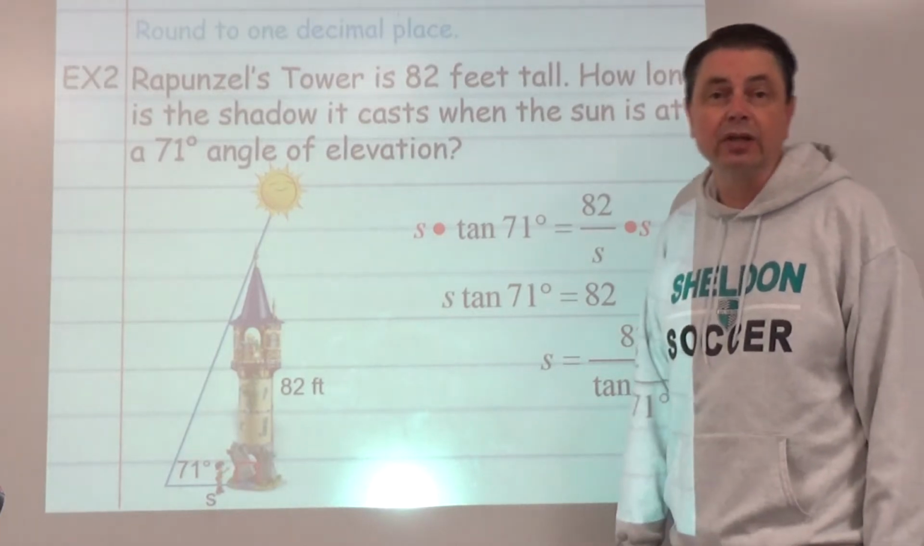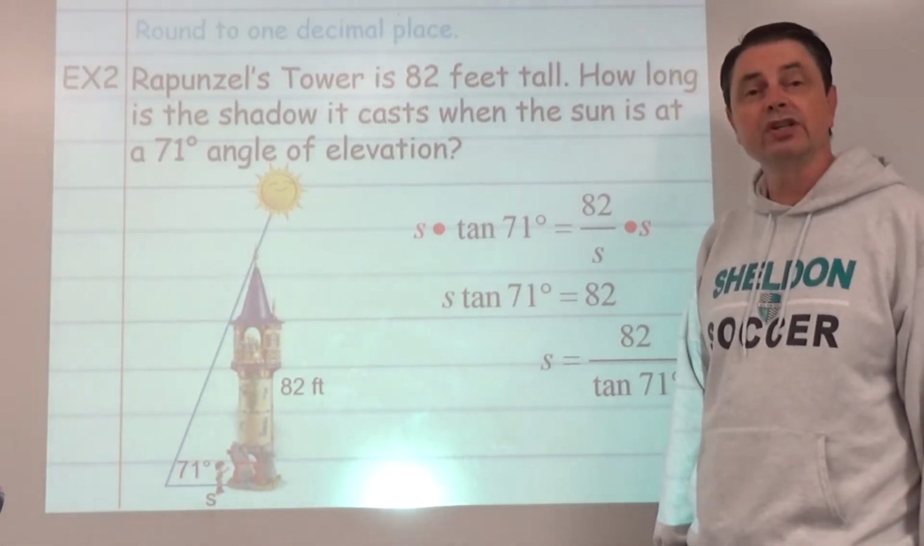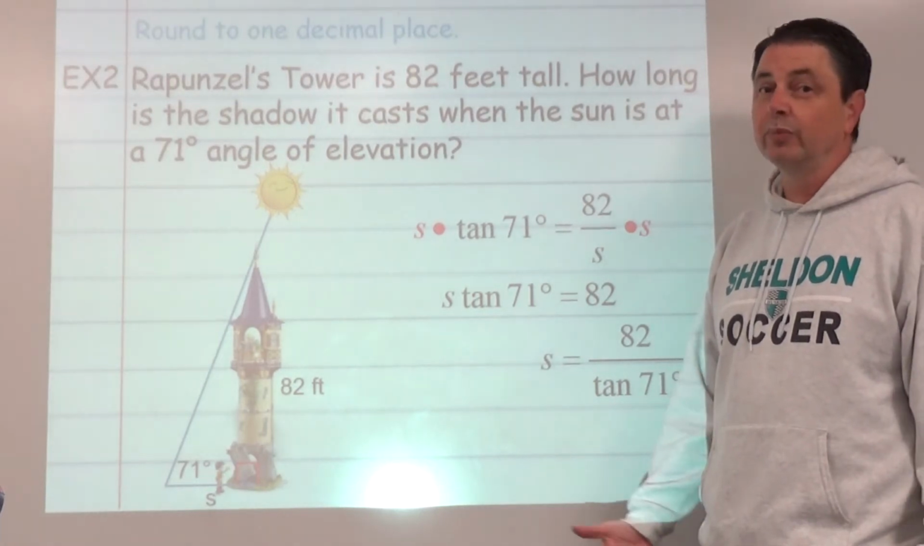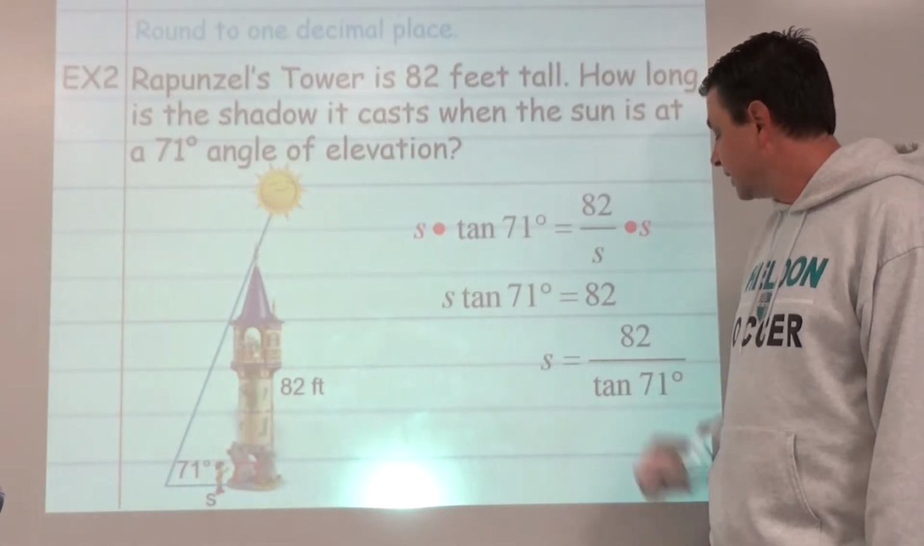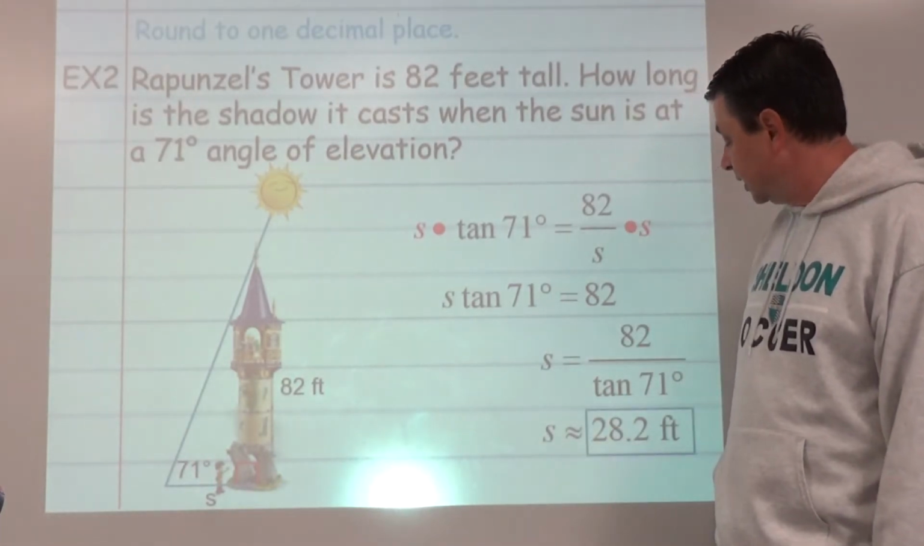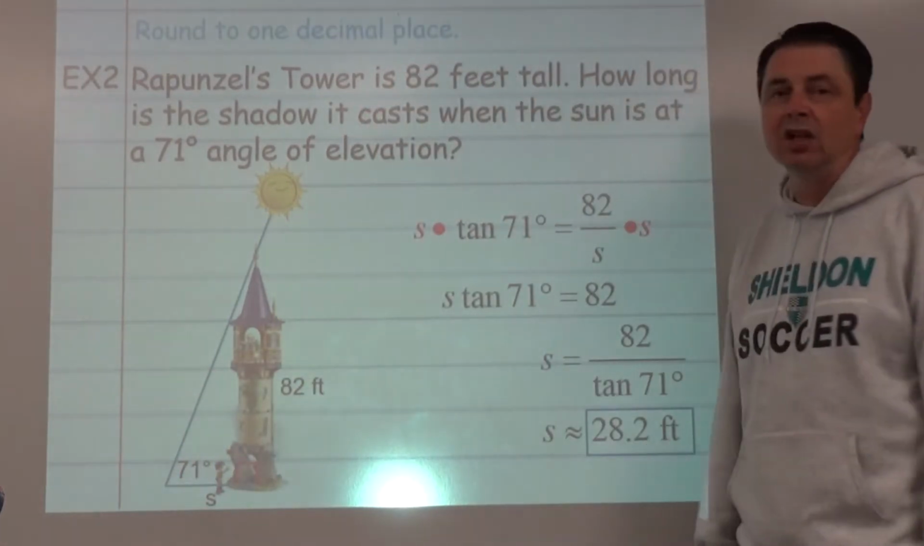Now we're ready for the calculator. Type that into your calculator. Again, make sure we're in degree mode. Previous user might have put it in radian mode. Make sure it's in degree mode. Type it in, and we're going to get that it's approximately a shadow that is 28.2 feet long.